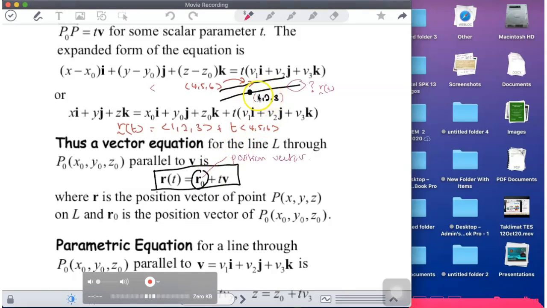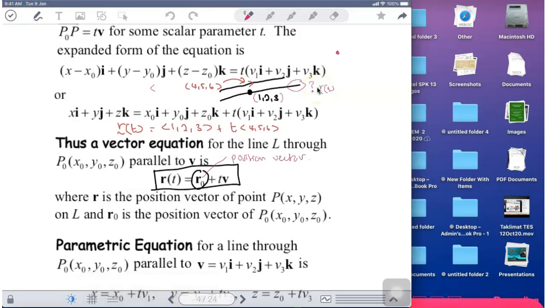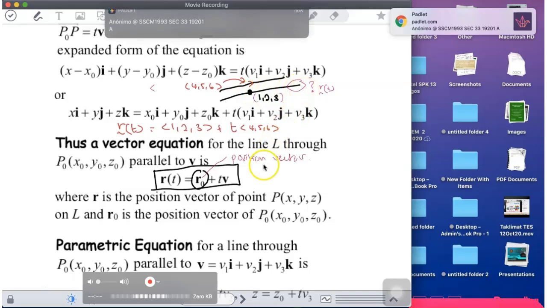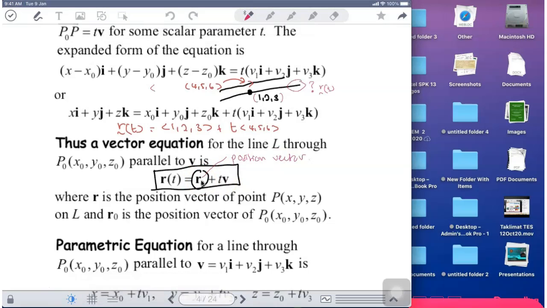Position meaning that you are given a point. The point must be lying along or passing through the line that you are looking for the vector function. You cannot use a point outside the line, so that is impossible. So R naught must be a point lying along the line. Here you have the point 1, 2, 3.